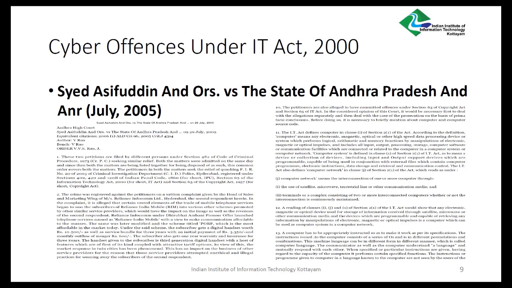Okay, so it was a very popular plan at the time. And what happened was, the phone was manufactured by LG and Samsung, and they had exclusive rights with Reliance.